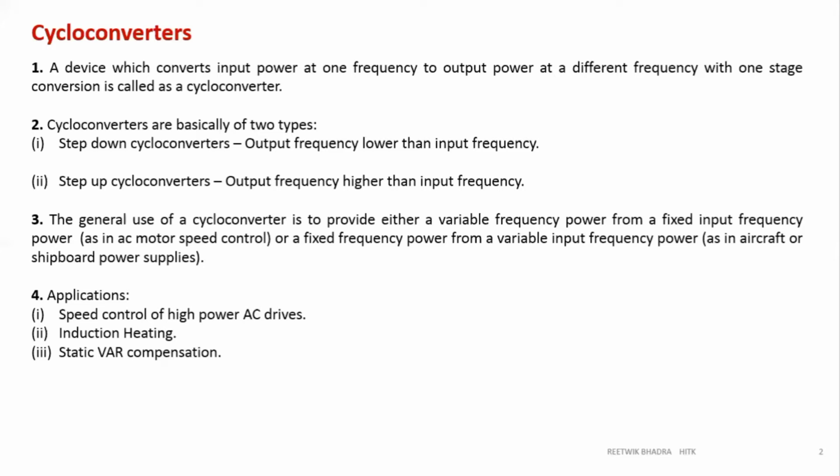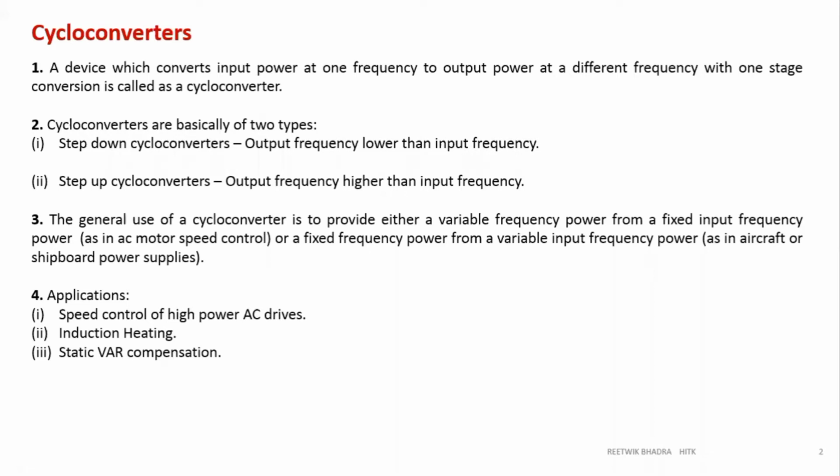But in this case, we can change the frequency of the AC voltage supply, but the peak value of the supply voltage, the maximum value, remains the same. So this is a device which helps in converting input power at one frequency to output power at a different frequency with only one stage conversion. It does not go from AC to DC and then again DC to AC. No two-stage conversion is required here. So it is a direct AC to AC converter.